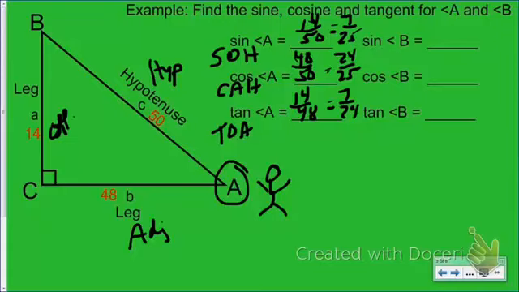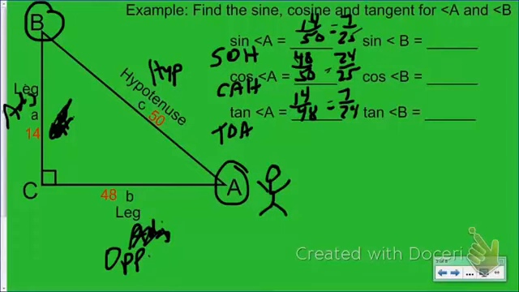Okay, for corner B, sine B, cosine B, and tan B, now I'm going from corner B. So that's going to change my opposite and adjacent. From corner B, side B would be the opposite, and side A would be the adjacent. The hypotenuse wouldn't change, that would stay the same. So sine B, if I go SOH, opposite over hypotenuse, from corner B, opposite would be the 48 over the hypotenuse, which would be 50. So that reduces to 24 over 25. So you can see the sine B is the same as the cosine A.